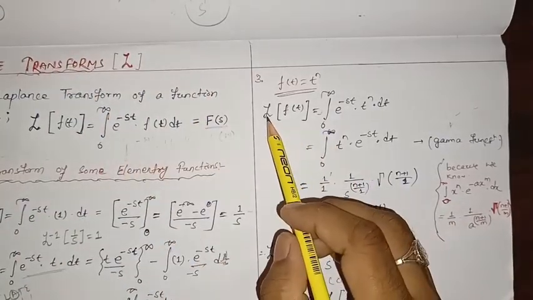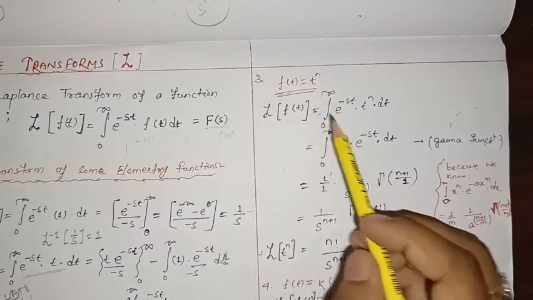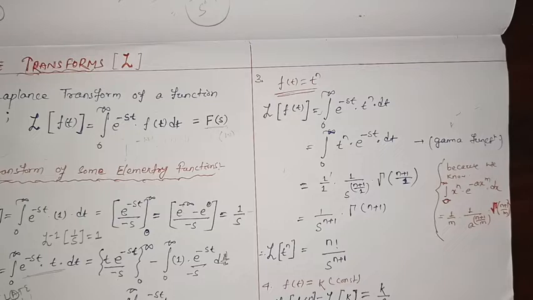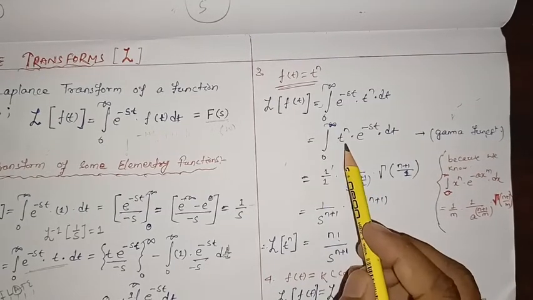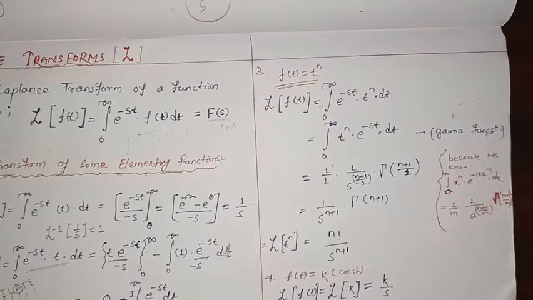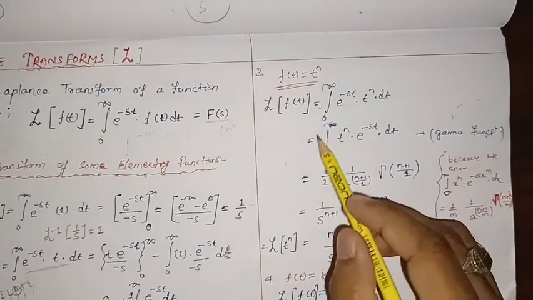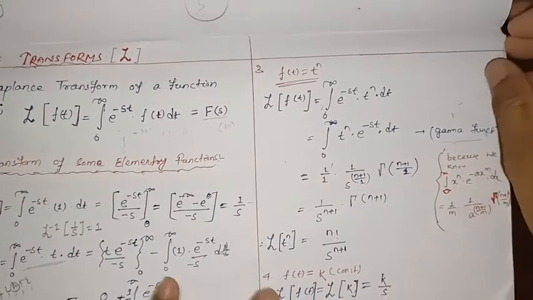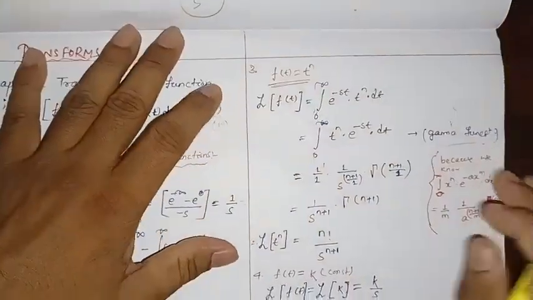Now, the Laplace transform of f(t) equal to t to the n will be written as the integral from 0 to infinity of e to the minus st into t to the n dt. Okay, so this will be written as t to the power n into e to the power minus st dt. So here you can see that this is a gamma function, because you just recall, or you can follow my short video.